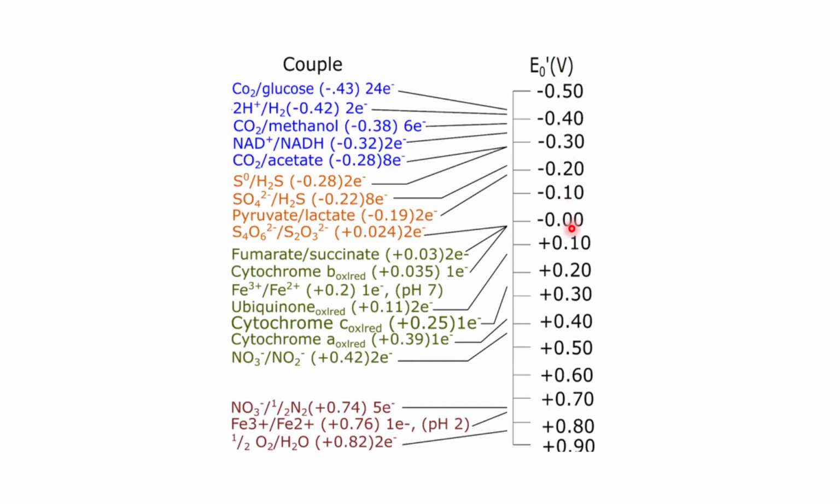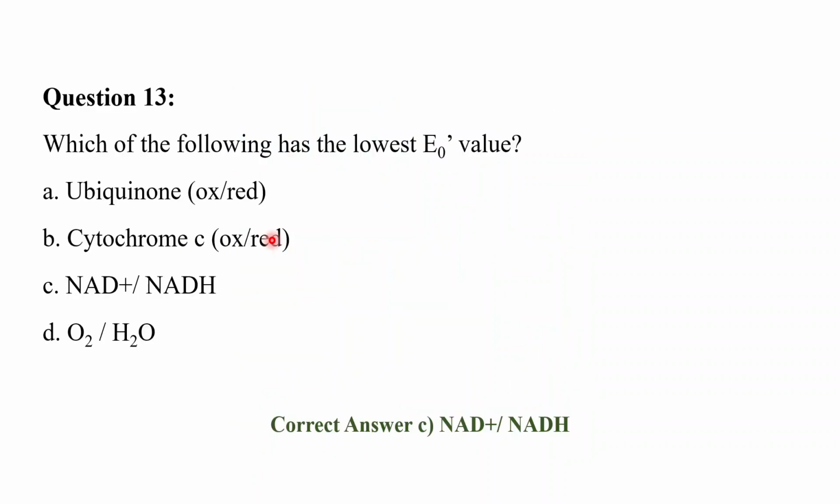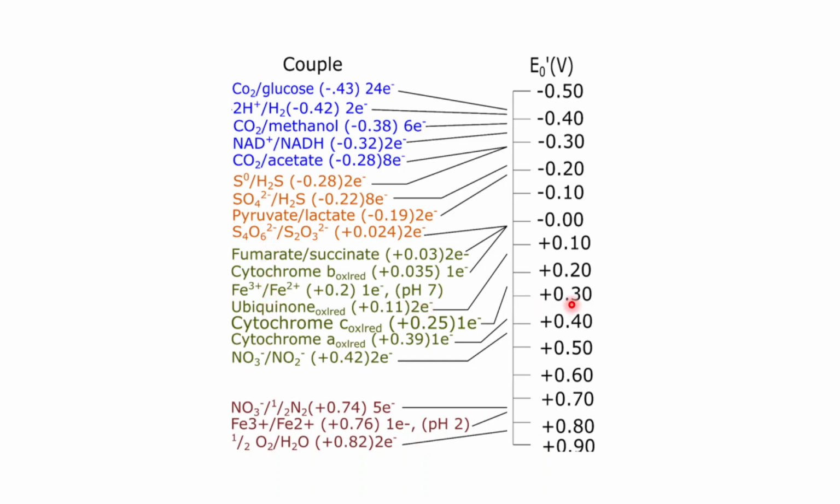If you see, this is the chart of the electron potential, and NAD plus by NADH comes under the negative potential, whereas all the other reactions, cytochrome C, O2 by H2O, and the third option, ubiquinone, all of them come under the positive potential. Okay.